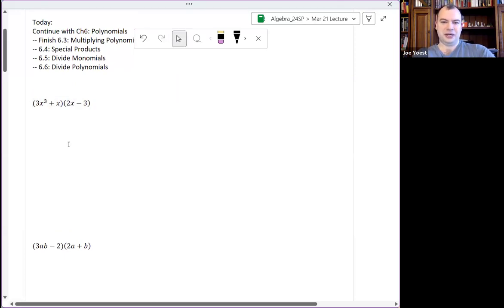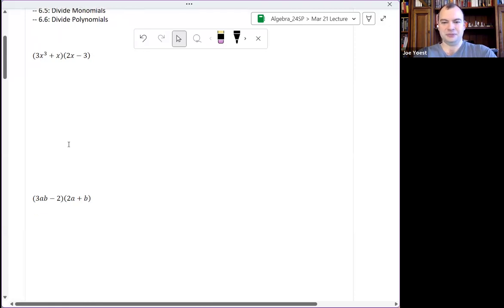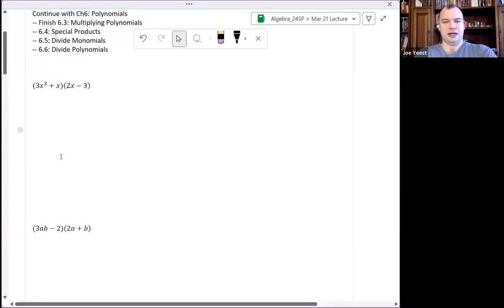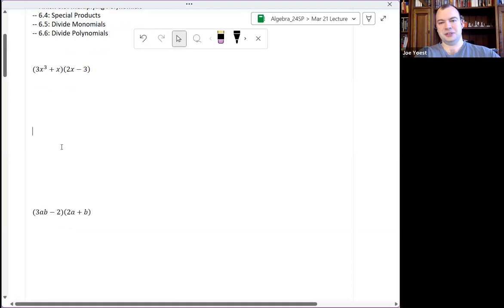Okay, so last time we had talked about multiplying a binomial by a binomial, and we also talked about multiplying binomials by polynomials with 3 or more terms. And we're just going to go through a couple more problems in that section. We'll work through a couple of problems in the worksheet, and then we'll move on to the next couple of sections.